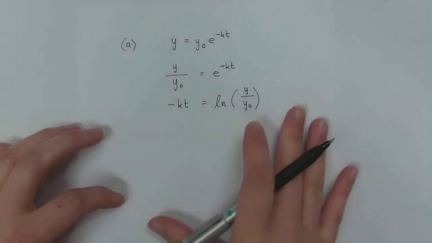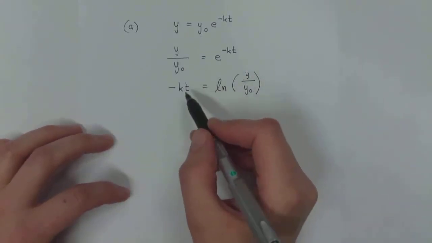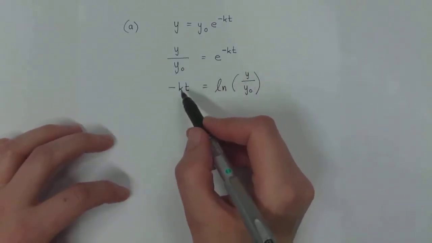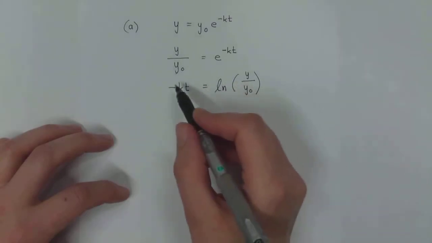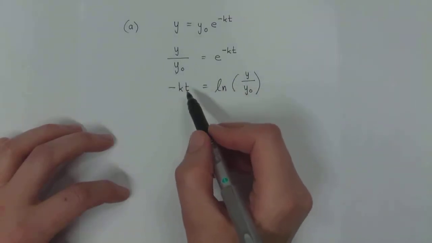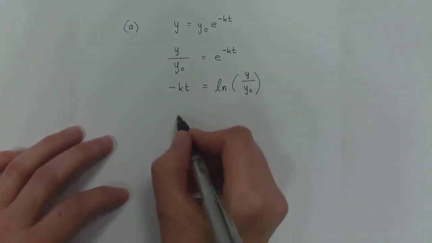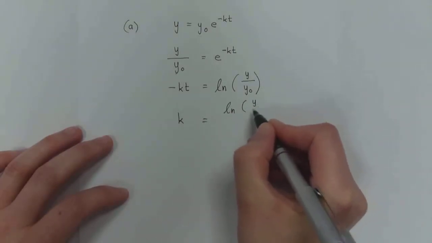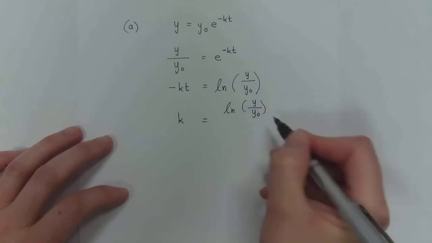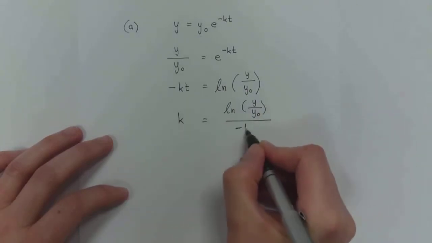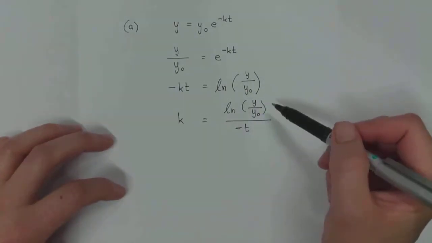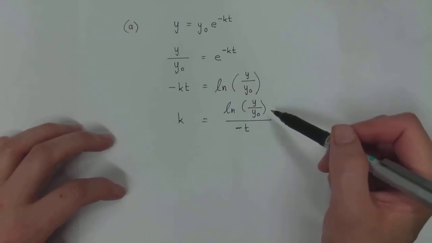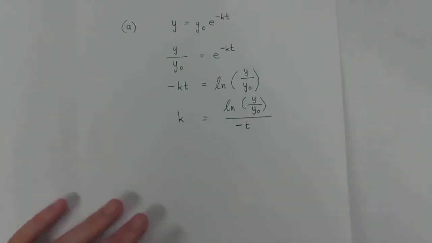There we go. And then we're almost done, because like I said, we're trying to solve for k. So if I try and solve for k, I'm going to divide both sides, careful, by negative t. So I get k on its own. So k is then going to be equal to the ln of y over y0 divided by negative t. And I've answered the question, which is make k the subject of the formula. So that's the first part of this question.